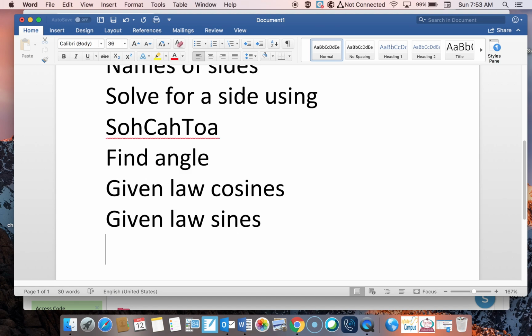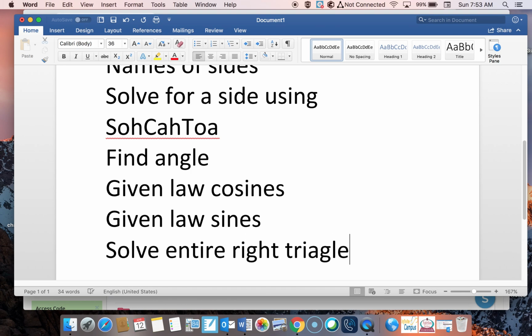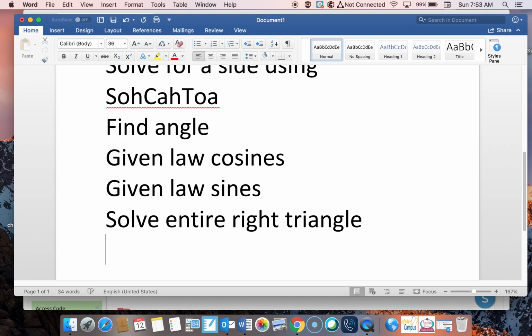You'll do all of those things as a multiple choice, true-false kind of thing off of Schoology. And then you'll have 3 questions where, on a sheet of paper, just like you do homework, you'll solve an entire right triangle using sine, cosine, tangent.